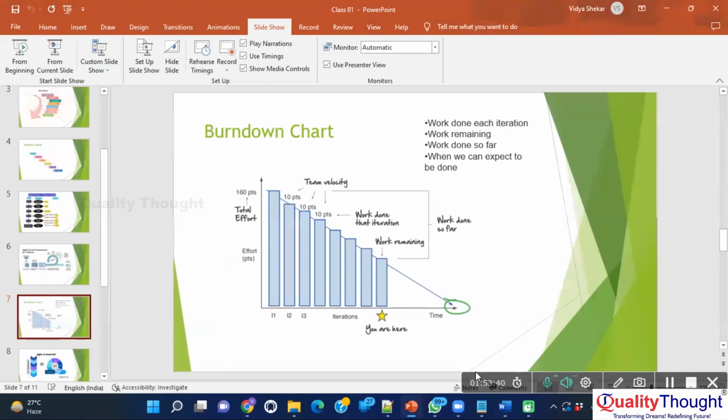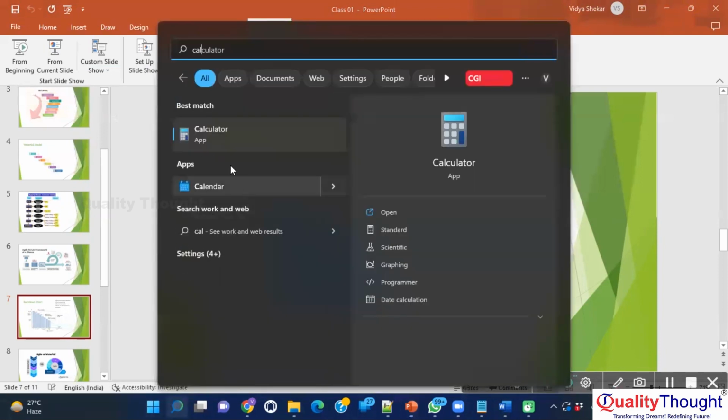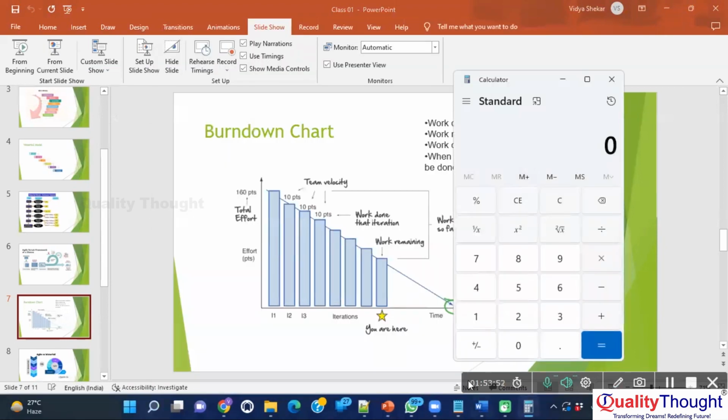Suddenly the management team will come. What is a velocity? What is team velocity? Team velocity is 160 points. Team velocity is 160 points means 160 divided by 6, that means 26 story points can be developed in a day. Yes or no? Total team velocity is 160 and one story point is 6 hours.